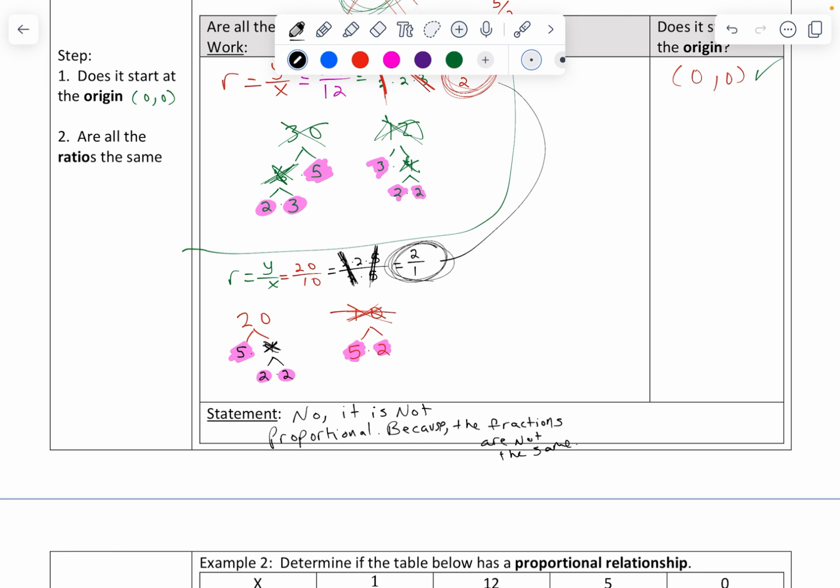So our goal, and really it's the same thing every time. Do we start at 0, 0? Or is 0 paired with 0? And do all my fractions match? If so, it is proportional. If not, then it's not proportional. I mean, it's pretty straightforward.